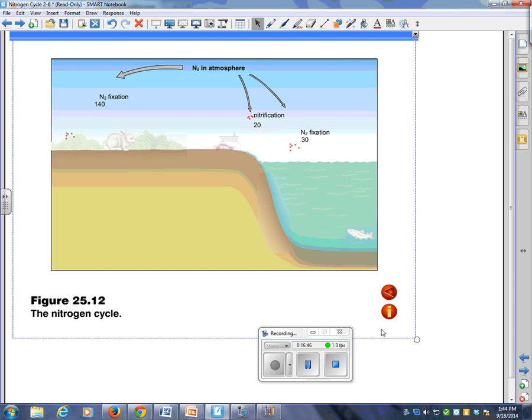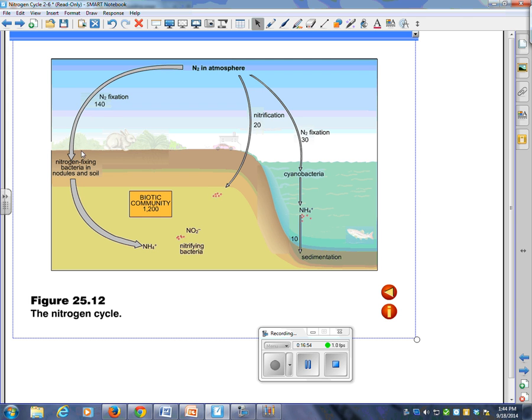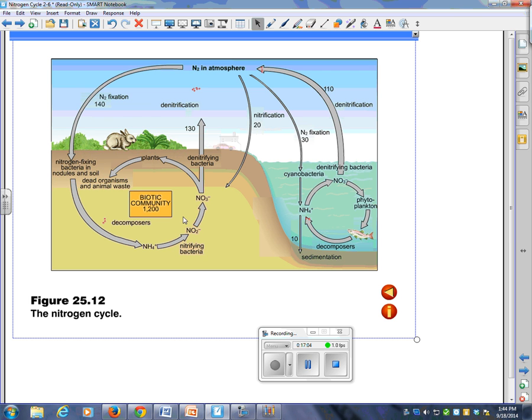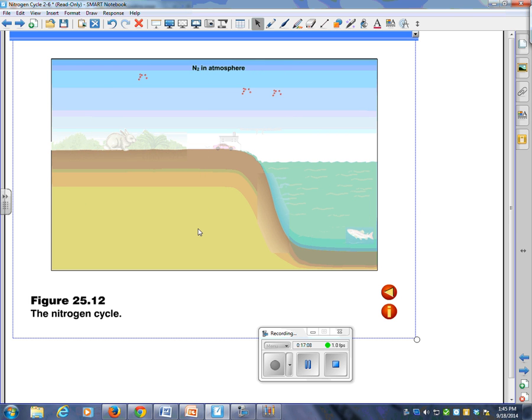Okay, so nitrogen in the atmosphere can be fixated and end up in the soil. Nitrification will put it into the soil here as well, or into water. It can end up here, decomposers, NH4, ammonia, NO2 is a type of nitrate. I'm going too fast here. It's a really complex cycle.